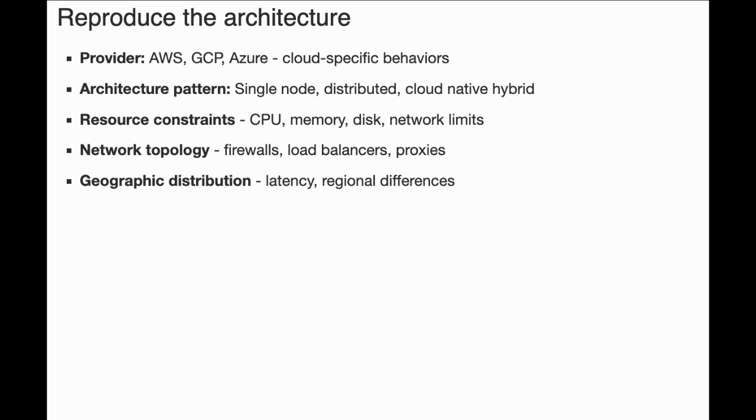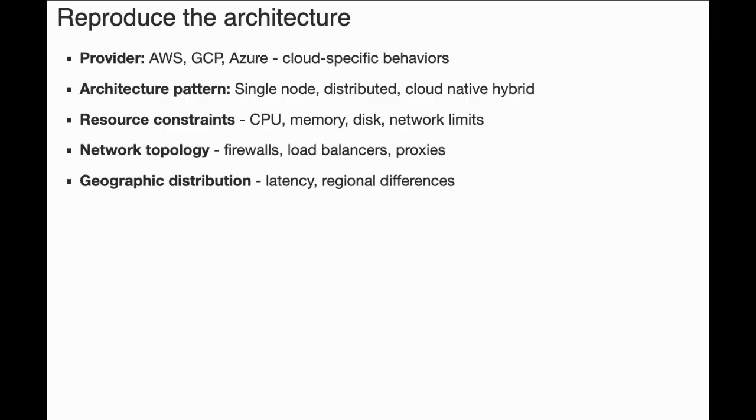You need to think of things such as the provider. Examples are AWS, GCP, Azure. There are cloud-specific behaviors, features, and bugs. Architecture pattern: single node, distributed, cloud-native, hybrid. Single node setups have different failure modes than distributed systems. Distributed systems add complexity, and this complexity is where problems can occur. Customers may also implement architecture patterns that are not recommended.